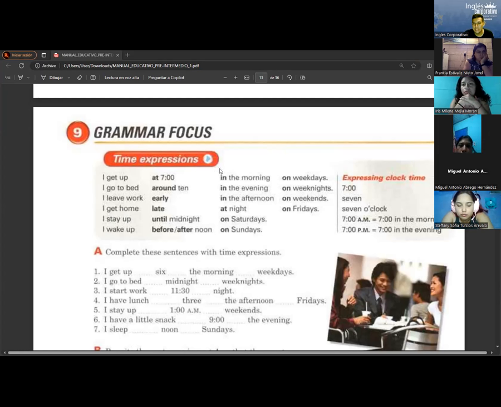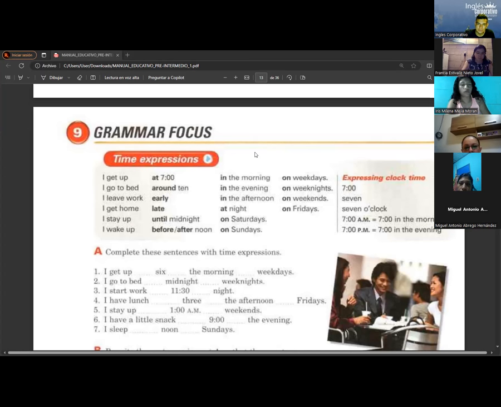Ok, ¿cuándo utilizar in? Esas son expresiones y preposición de tiempo. Por ejemplo, in the morning. In the evening. Okay, in the evening, in the morning, in the evening, in the afternoon, at night.